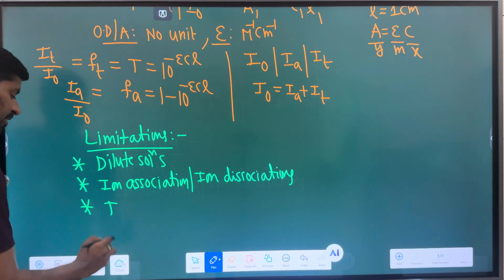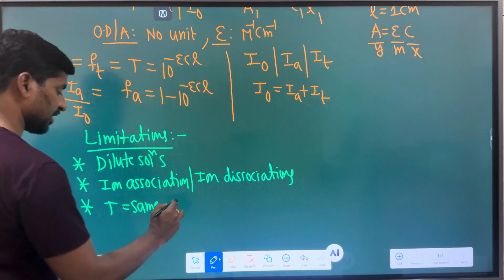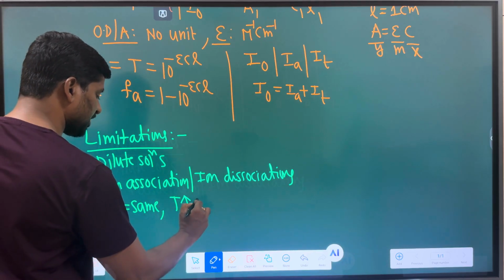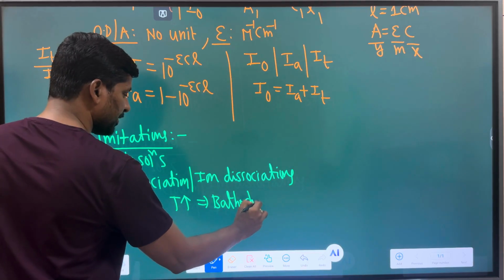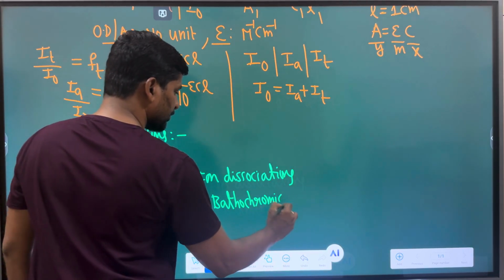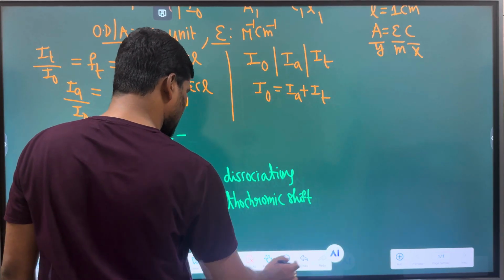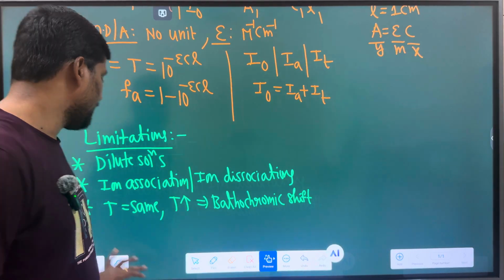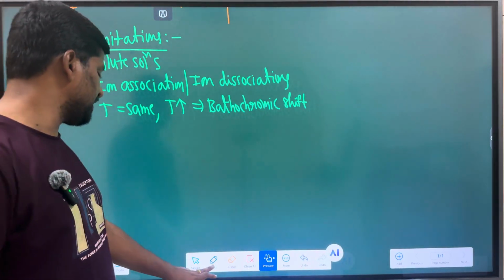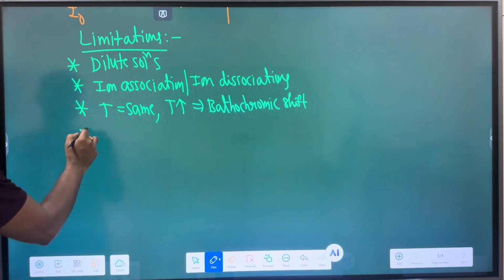Next, the temperature must also remain the same. Particularly for reactions involving ions, as temperature increases, a bathochromic shift is observed, meaning absorbance bands shift towards higher wavelengths. So temperature should be maintained constant. Mostly we maintain constant temperature.